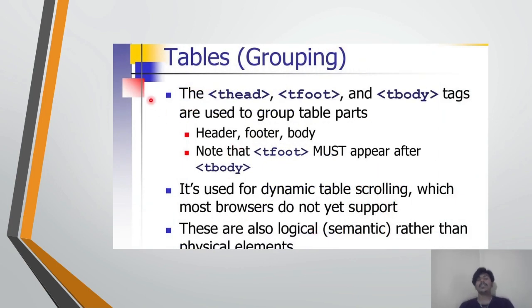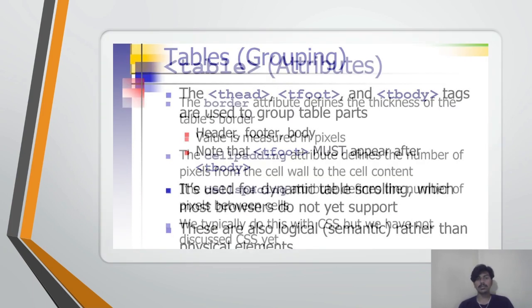tables. In tables we are talking about grouping. The thead, tfoot, and tbody tags are used to group table parts: header, footer, and body. Note that tfoot must appear after tbody. It is used for dynamic table scrolling, which most browsers do not yet support. These are also logical or semantic rather than physical elements.